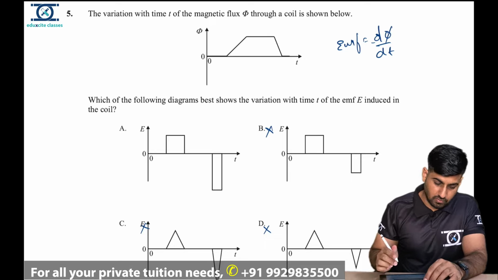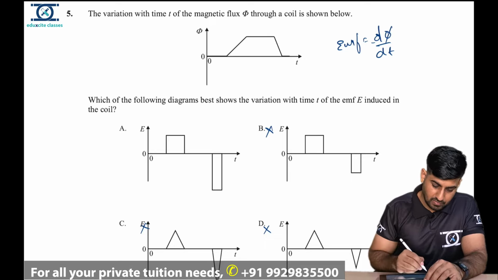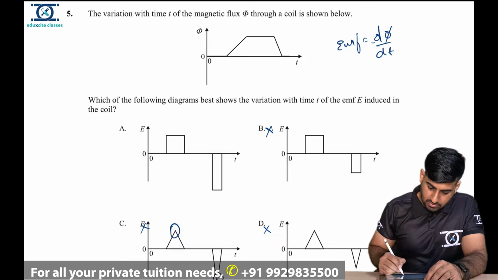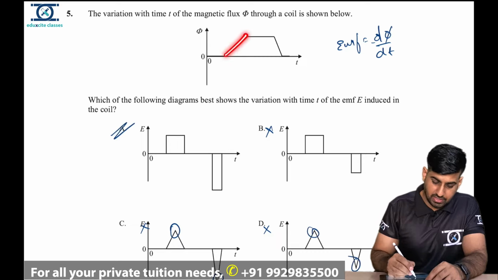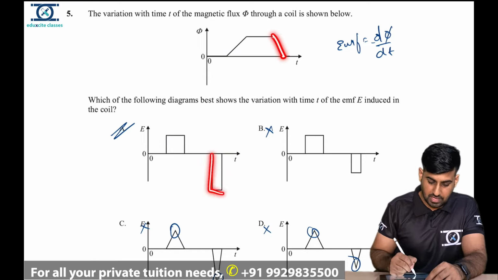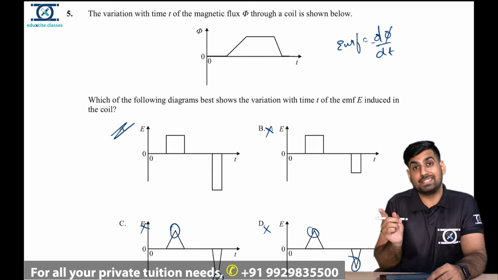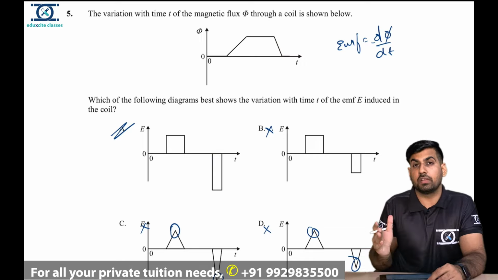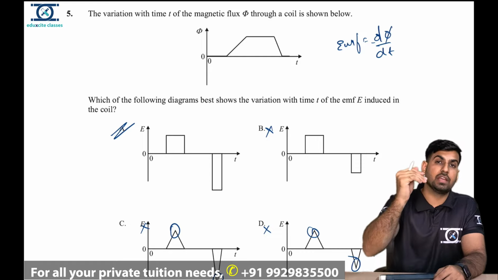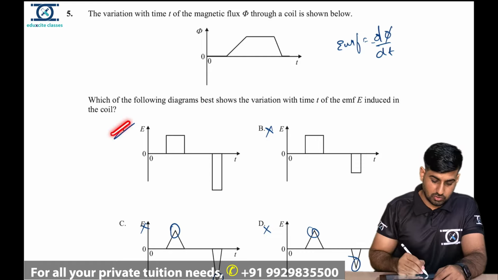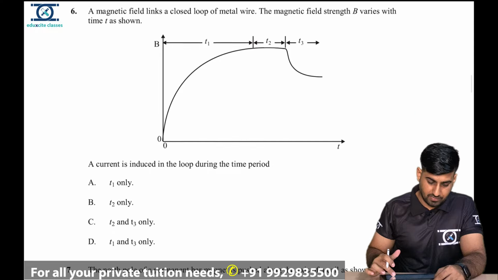Okay, so for example, this and this will not be possible, only option A. And you can see here it's linear, so it will be a constant value. It's steeper, so it will have a greater magnitude because the rate is increased. The rate of change of magnetic flux increases, therefore the value of the induced EMF will increase from the previous value. So option A is the right answer.